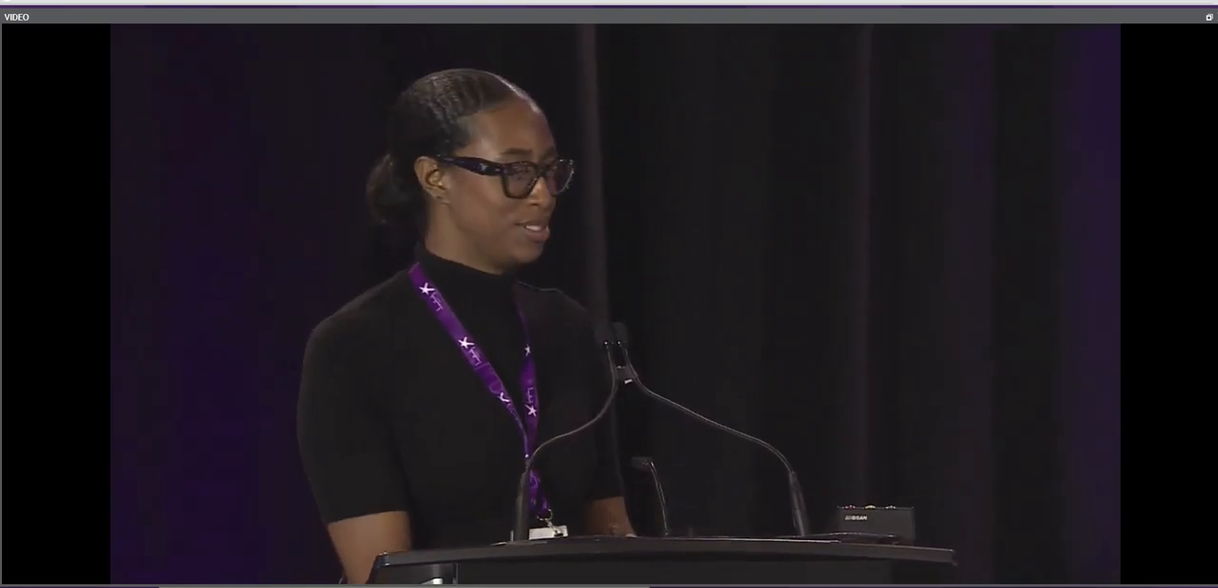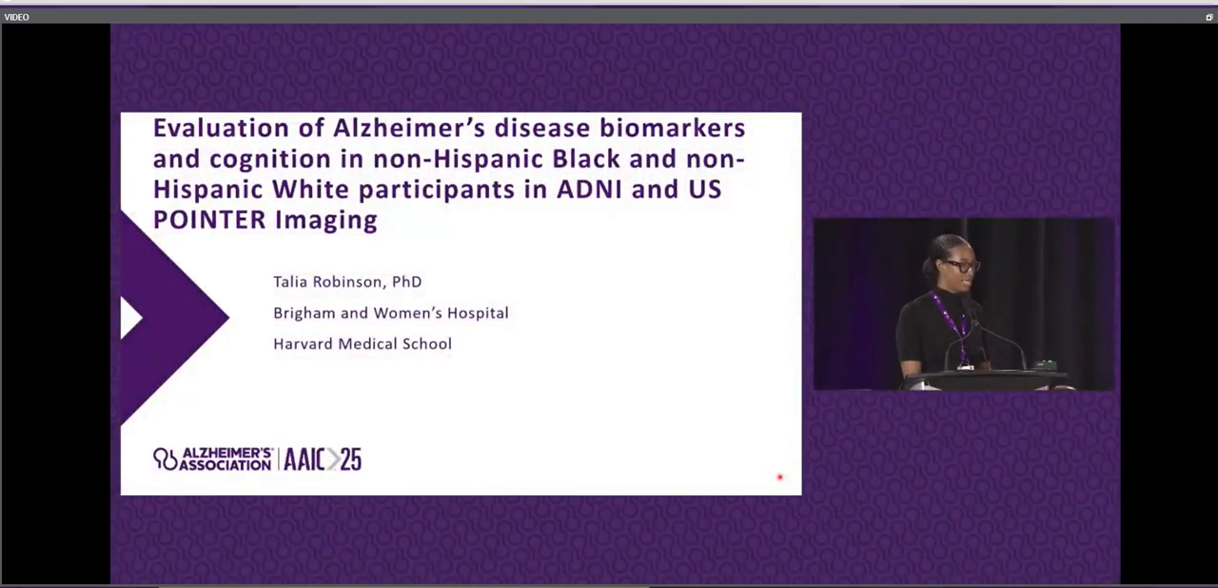I'm happy to present this work evaluating AD biomarkers and cognition in non-Hispanic Black and white participants in the ADNI and US POINTER imaging cohorts, as well as some new additional analyses looking at a combined multi-cohort study that also includes A4 participants.